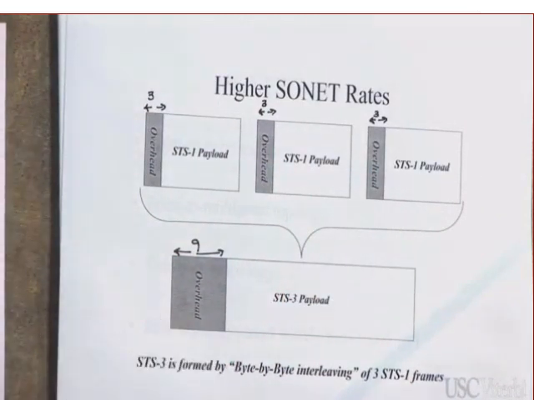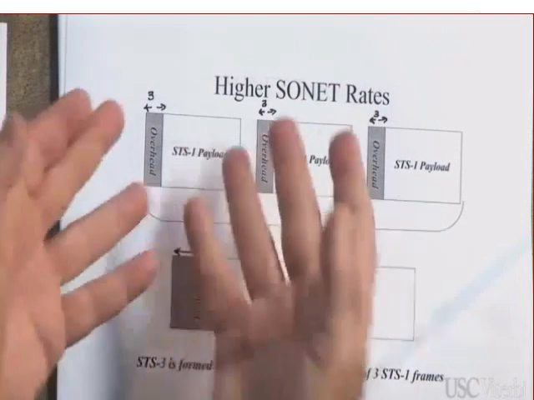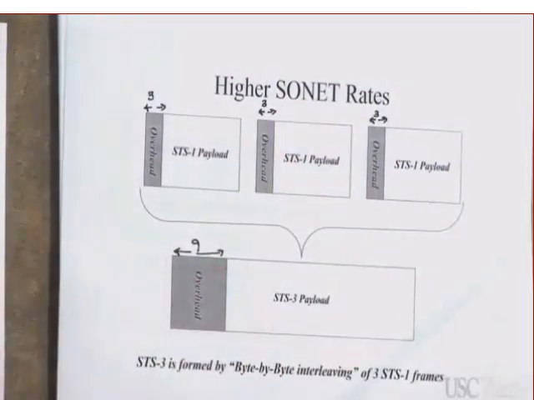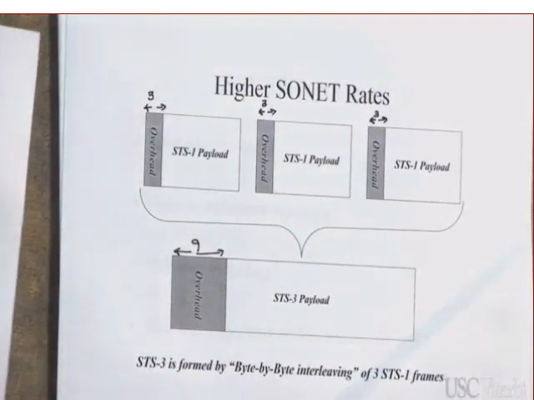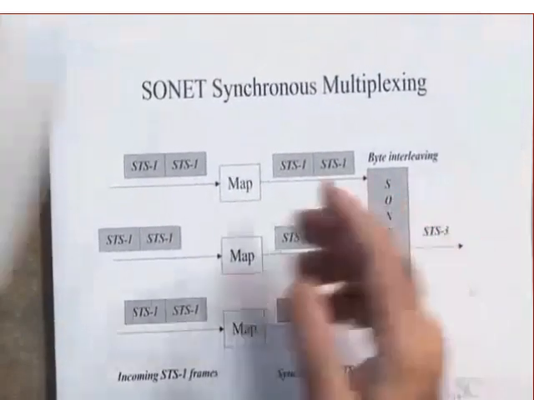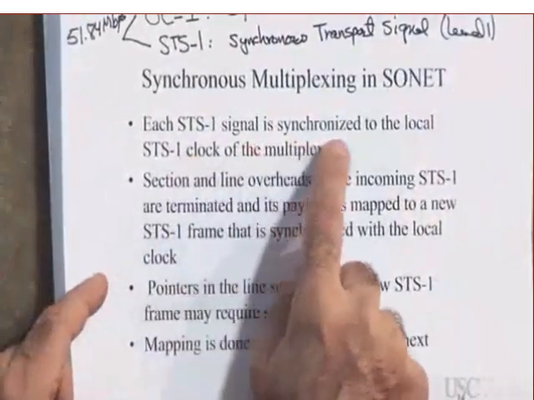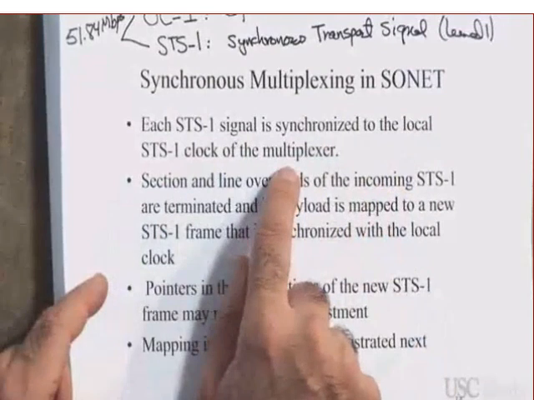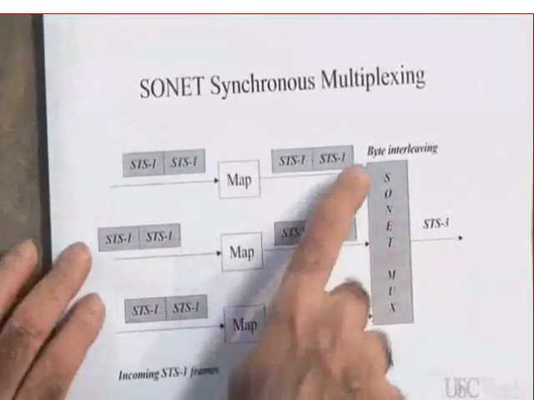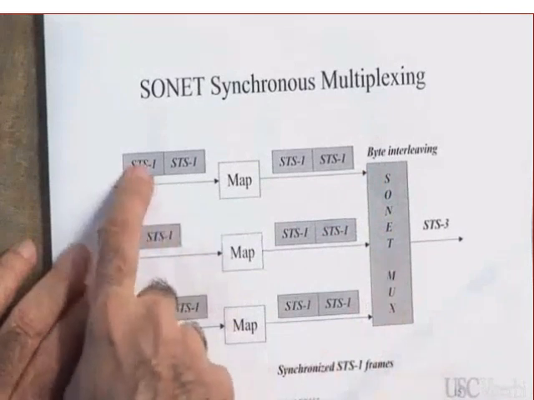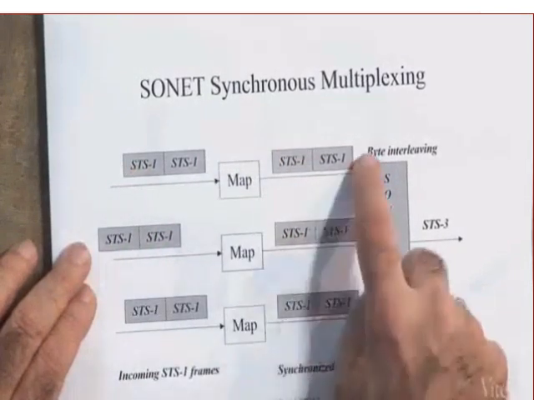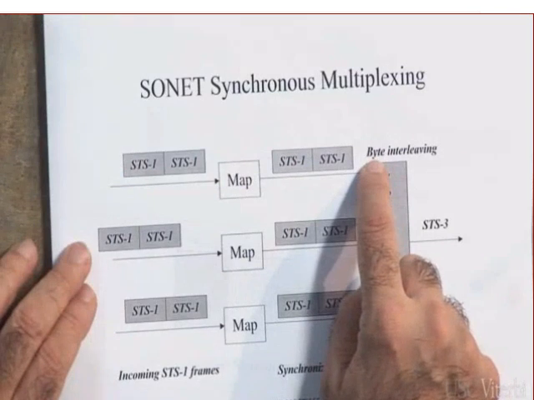And that's what I meant a moment ago when I said that to generate an OCN, all you need to do is multiply N times OC1. Everything is OC1. You are not going to add new framing bits. Whatever the headers in here will be in here as well. Clear? Okay. Each STS signal is synchronized to the local STS1 clock at the multiplexer. So when it comes in here, this is a multiplexer, it has its own clock, then this needs to be synchronized with it. Do you understand what byte interleaving means? Byte interleaving is what?